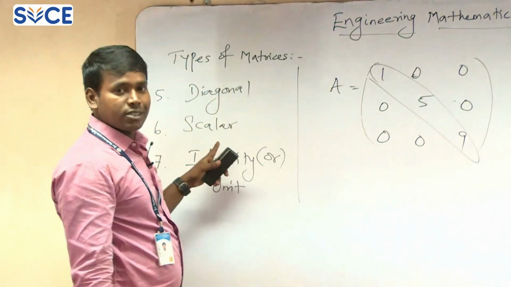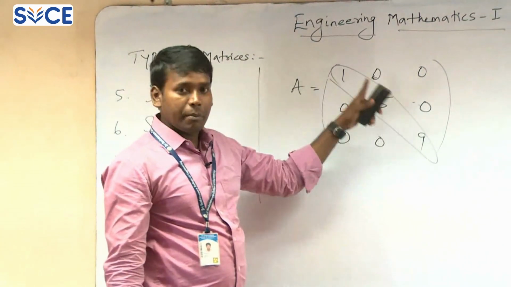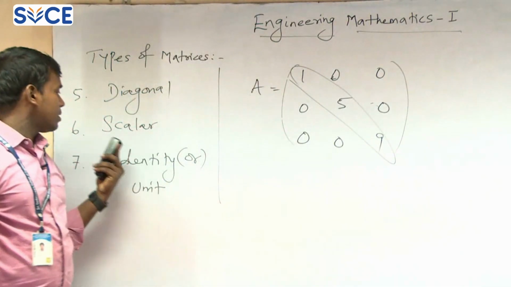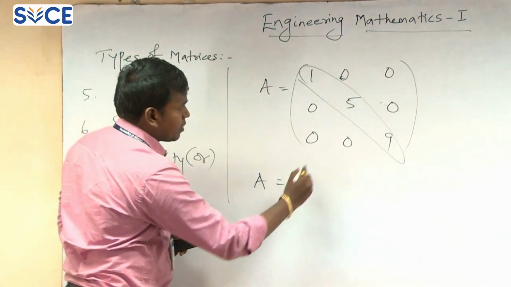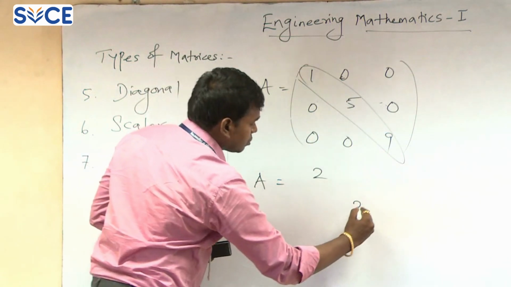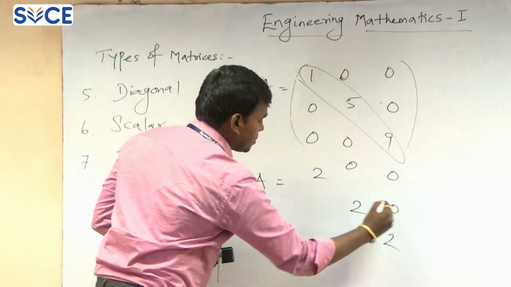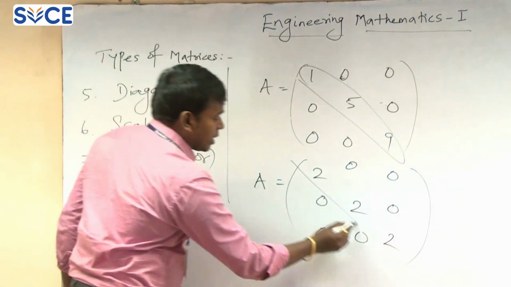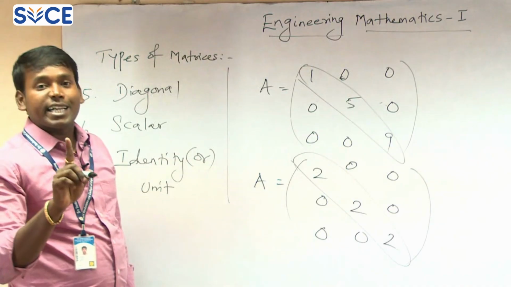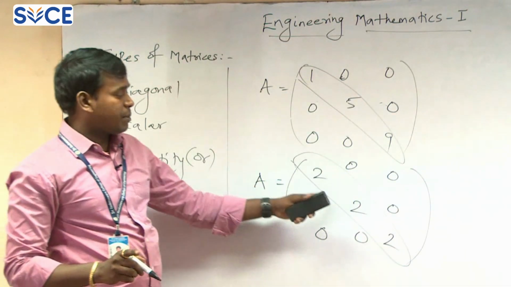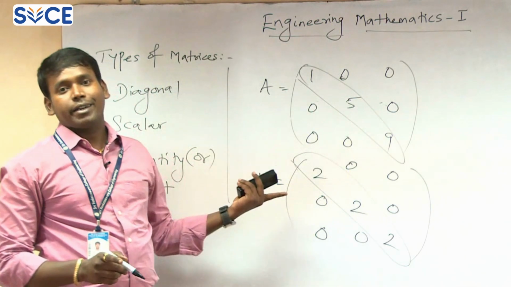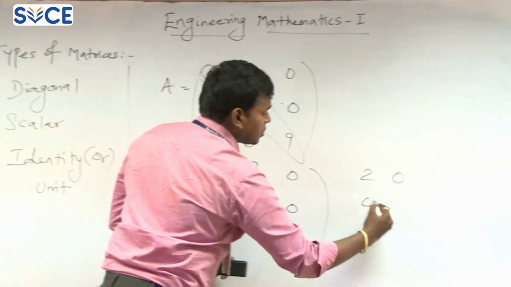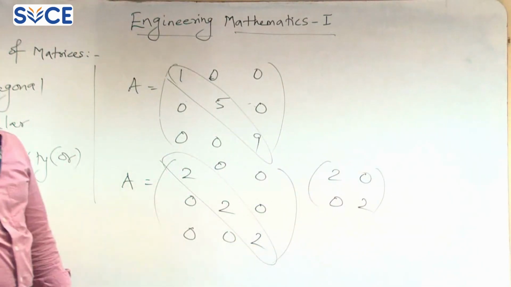Now next type, scalar matrix. The difference between diagonal and scalar is that, apart from all the elements except those in the main diagonal being 0, if the main diagonal elements are all equal, that is the example for scalar. For example, 2, 2, 2 on the diagonal and 0 elsewhere. The condition is that your main diagonal elements are equal, except 1. So it may be 2, 2, 2 or 3, 3, 3 or 9, 9, 9. Example for 3 by 3; if it is 2 by 2, then 2, 0, 0, 2.